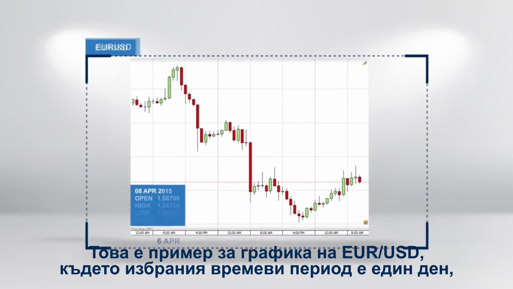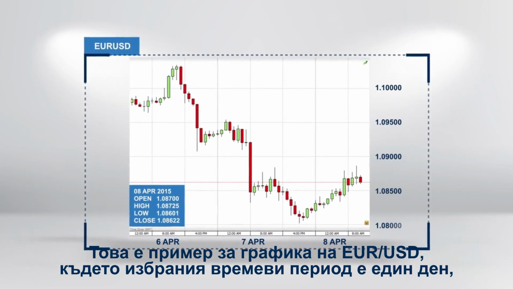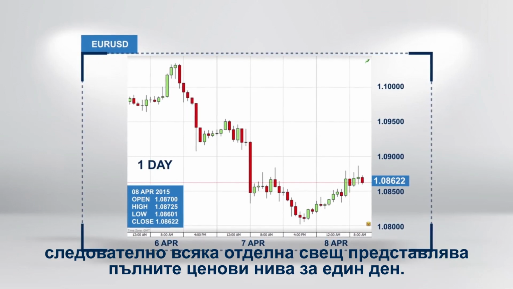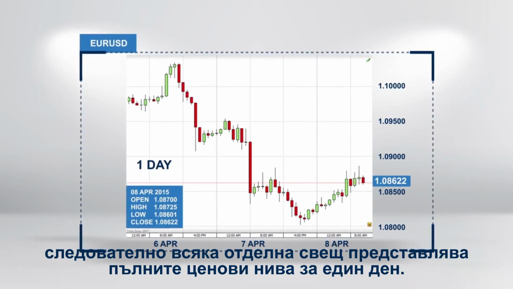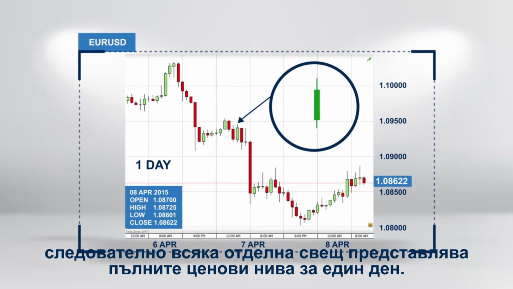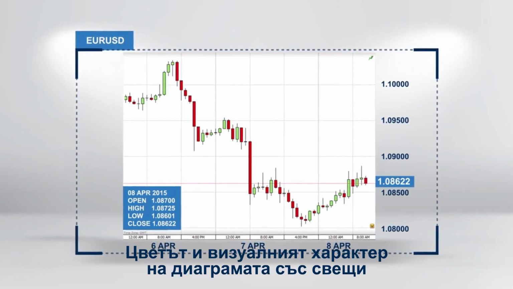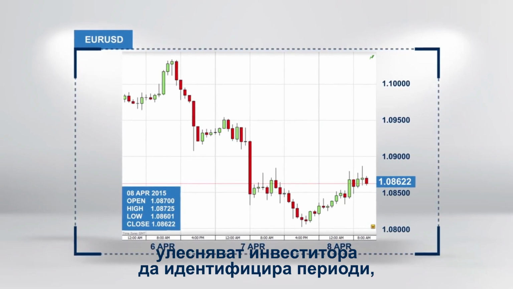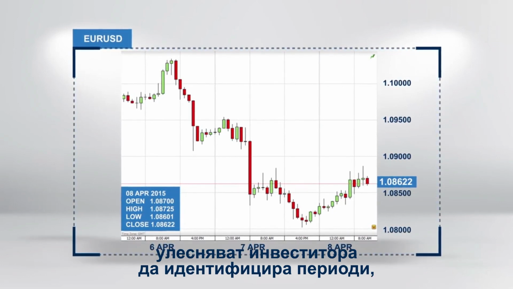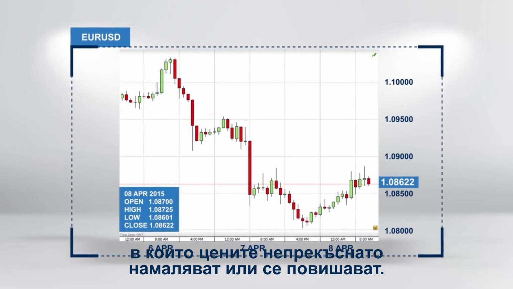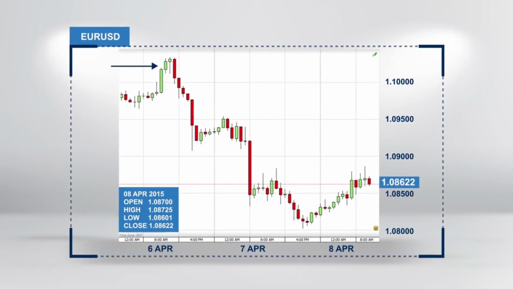This is an example of a candlestick chart for euro-dollar, where the time frame selected is 1 day. Therefore, each separate candle represents the four price levels for 1 day. The colour and visual nature of the candlestick charts make it easier for the investor to identify periods where prices have either continuously decreased or increased.